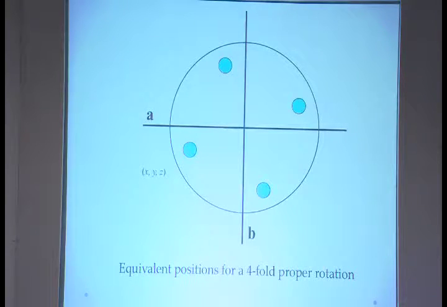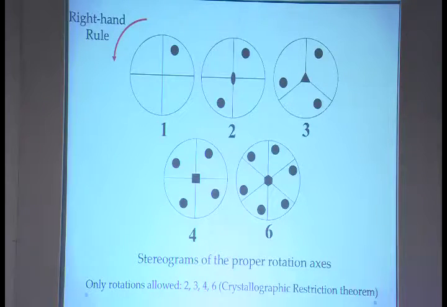Similarly, you can see here equivalent positions for a 4-fold proper rotation, considering that this z remains constant. As you rotate your object, you start getting different regenerations of your object at equivalent positions. So just to show you, these are the stereograms of the proper rotation axes: the 2-fold, 3-fold, 4-fold, and 6-fold. Those of you who are crystallographers know that according to the crystallographic restriction theorem, in a lattice, these are the types of rotations that you can have.